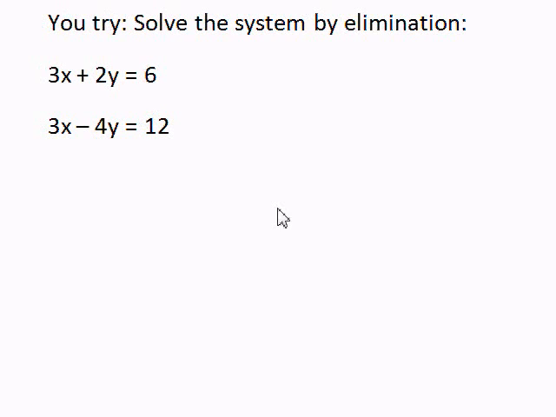Go ahead and try to solve this linear system on your own. Before you get started, notice that none of the variables will be eliminated as you start. The 3x and the 3x, that's positive 6x. 2y, negative 4y gives you negative 2y. So you're going to have to multiply one of the equations by negative 1. Again, it's your choice. Go ahead and press pause, work it out, press play when you're ready to see the answer.